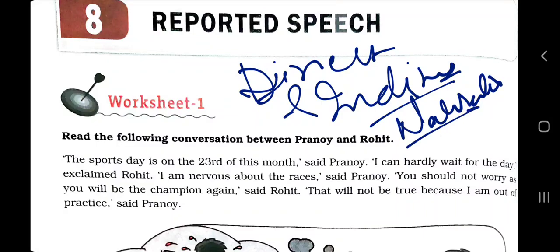Simply, direct speech repeats the exact words of the person who used it. Like Ram said, "I didn't realize it was midnight." It is simply Ram. What Ram said? Ram said, "I didn't realize it was midnight." And indirect, if someone repeats his words, what Ram said, then it will be like Ram said he hadn't realized it was midnight.